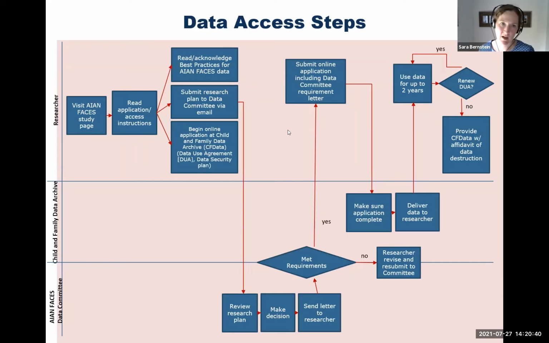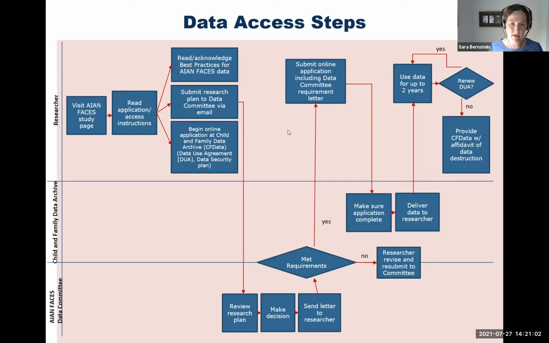Applicants need to read and acknowledge the best practices for AIAN FACES data. They need to submit a research plan to the data committee via email. And then they need to begin an online application at the Child and Family Data Archive. So once that research plan is submitted, it will go to the data committee.